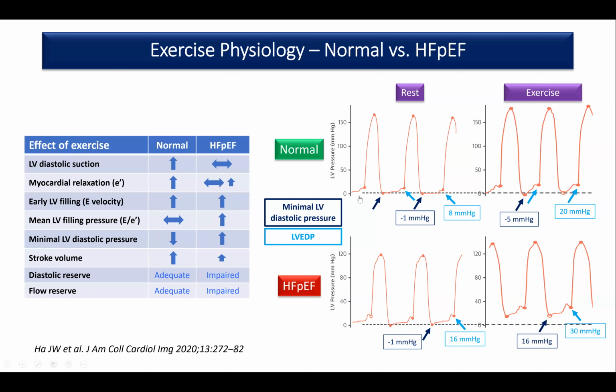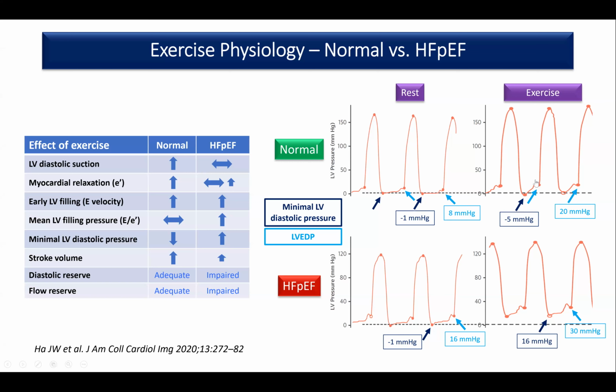Let's look at this patient, for example, at rest and with exercise. This patient is normal. This is the minimal LV diastolic pressure, which is at -1 millimeter of mercury. And this is the LV EDP. With exercise, the minimal LV diastolic pressure goes down. Why? Because you have better suction and better relaxation, while the LV EDP goes up. You can see LV EDP goes from 8 to 20 millimeters of mercury. This is normal as long as the minimal diastolic pressure goes down from -1 to -5 to offset the increase in LV EDP.